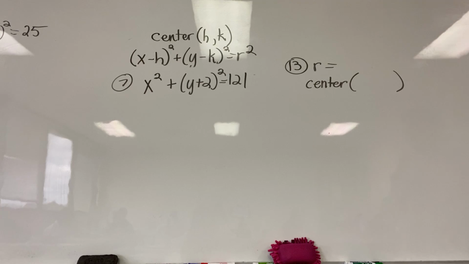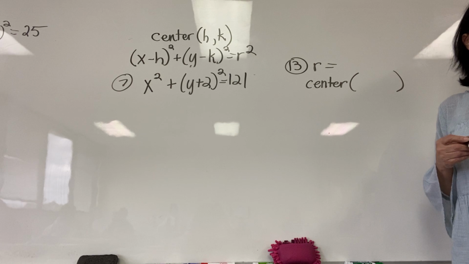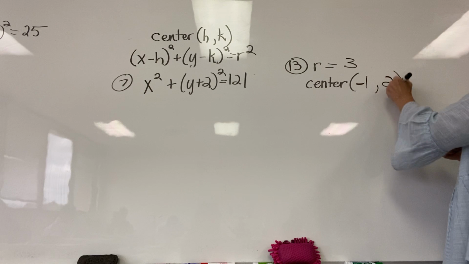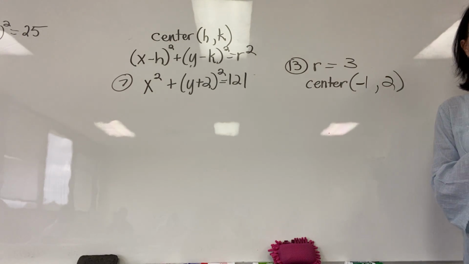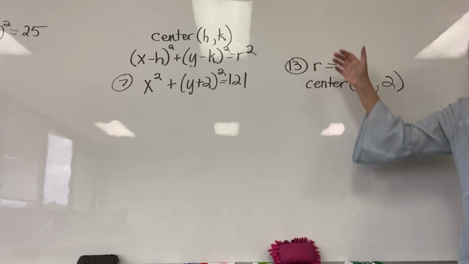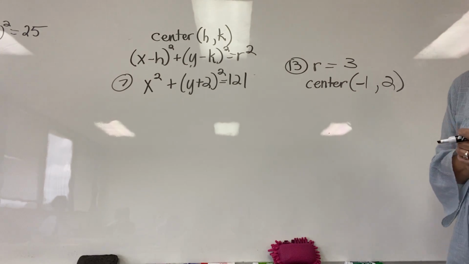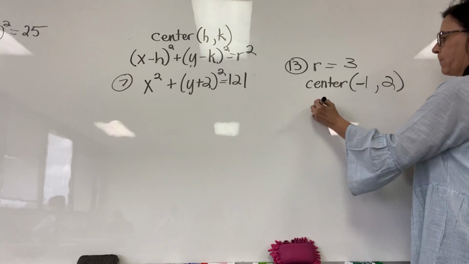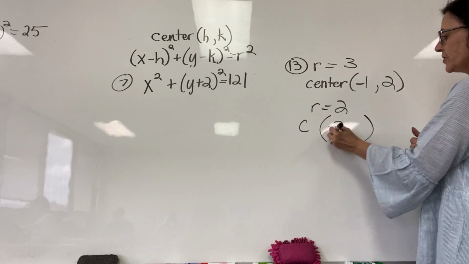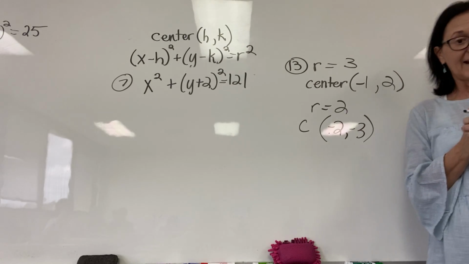Okay. What's the radius for 13? 3. Where's the center? -1, 2. Yeah. Right? So it's sort of in that second and third quadrant. What's the radius for 14? 2. And what is the center? -2, -3. What quadrant is it in? The third quadrant. That is correct.